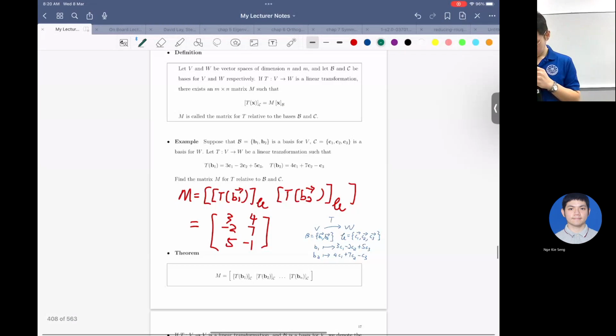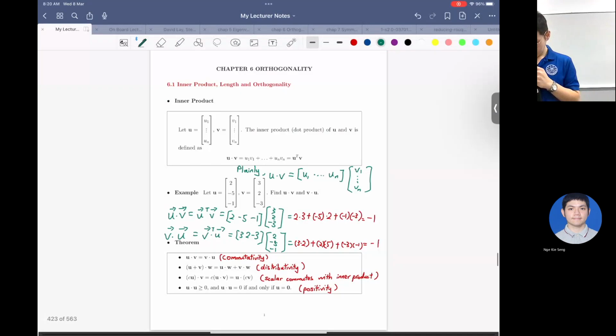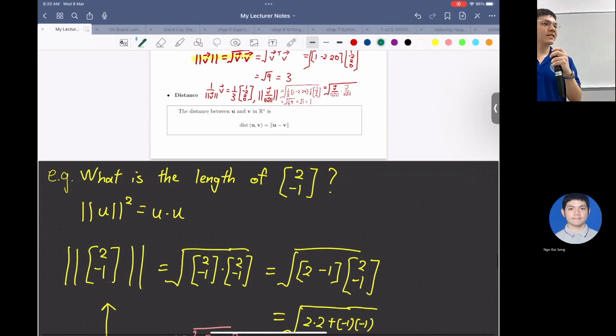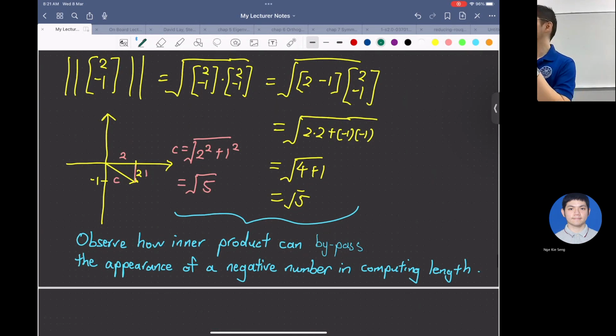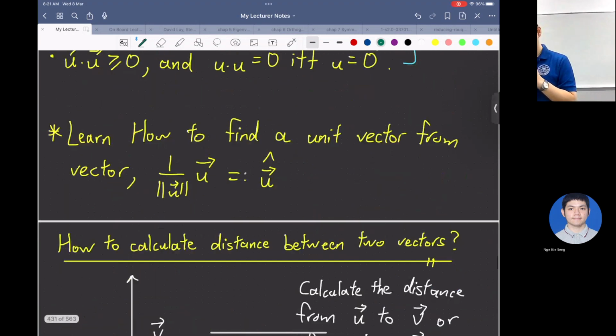Anyone can recall? What's the last topic about? Chapter 6. What's the topic of chapter 6? Orthogonality. Okay. So we have to start with an orthogonal basis.